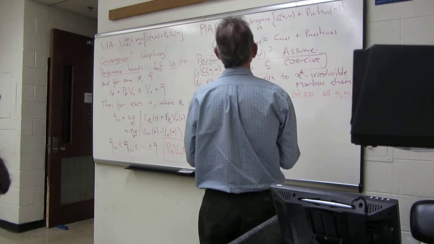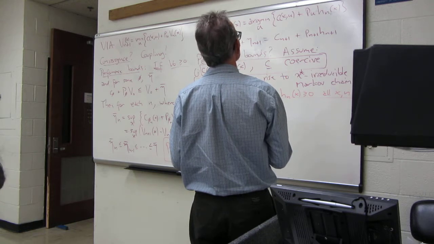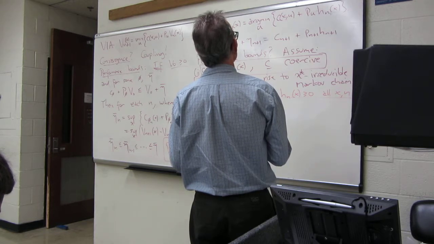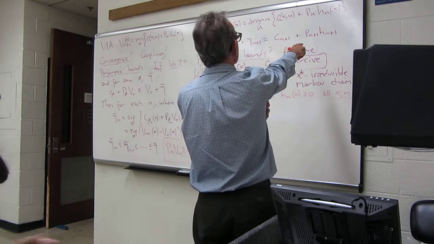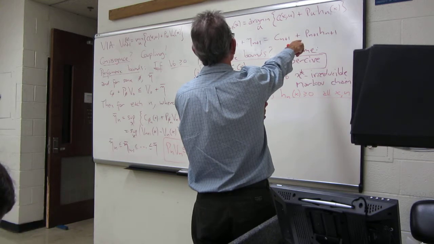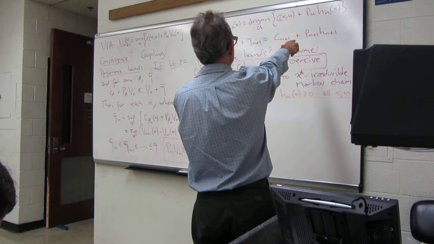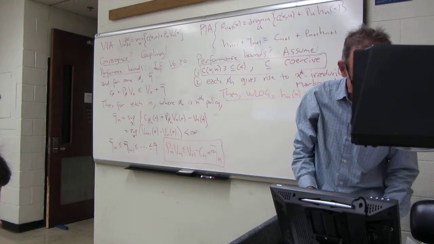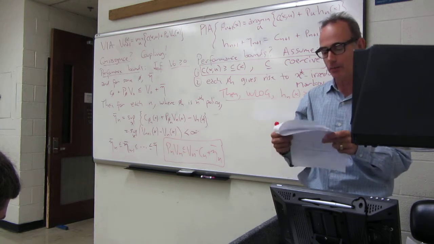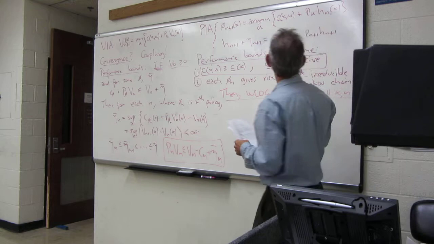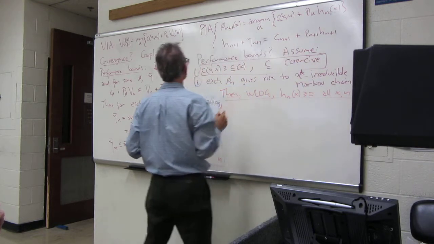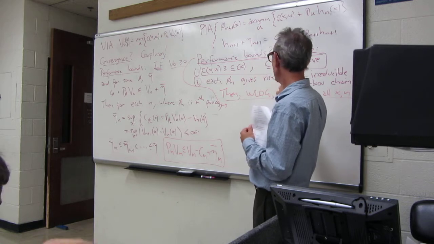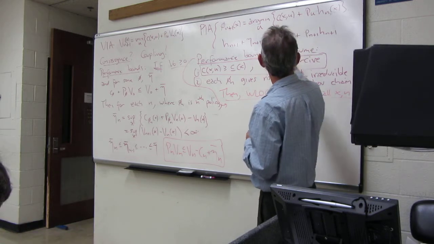Well, let's have some fun with this. Let me check my notes. I don't want to make a mistake with this. It's a very similar, it's a very cute argument to get a bound on performance. Here we go. So I've got this. Okay, so with these things out of the way, coercive cost, irreducibility, I've got these non-negative value functions. Let's look at this over here.